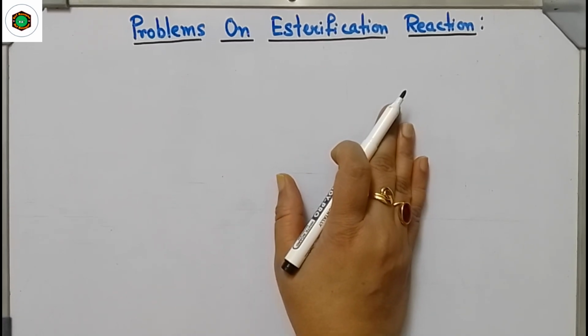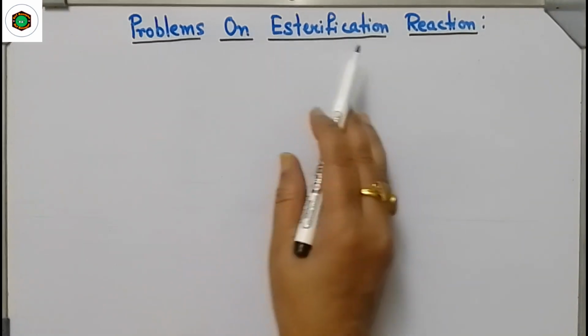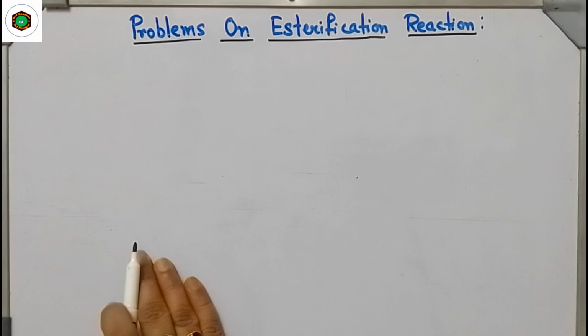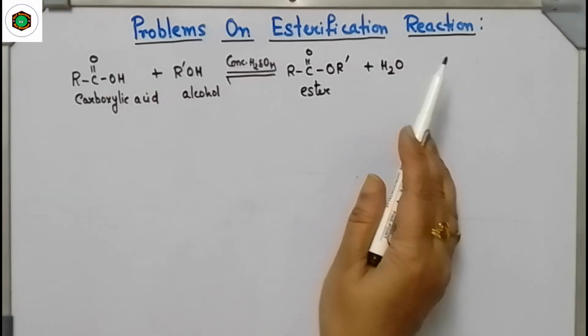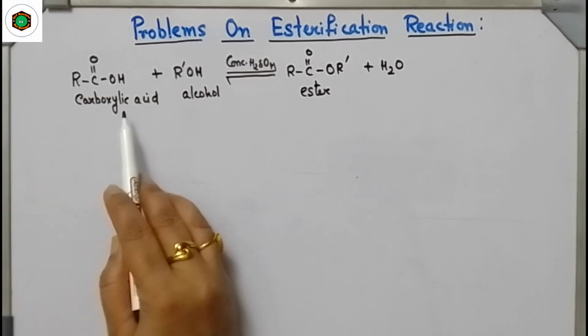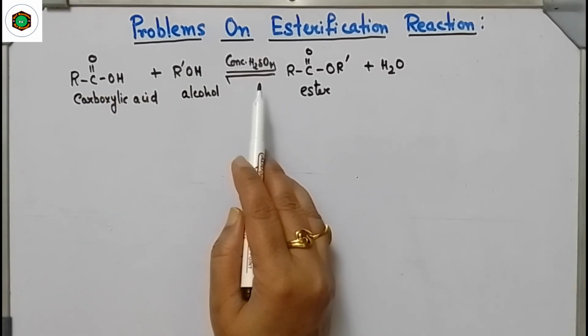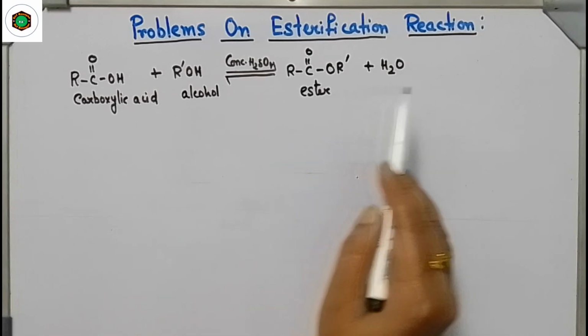In this lecture I am going to explain problems on esterification reaction. Before solving problems, I will explain some important points on this reaction. In esterification reaction, carboxylic acid is treated with alcohol in presence of concentrated sulfuric acid to form ester and water.